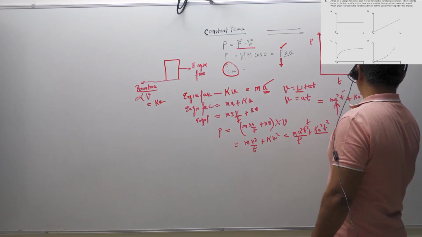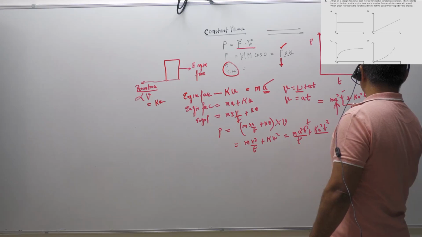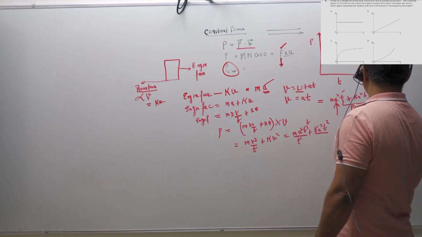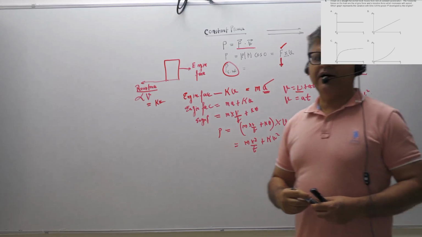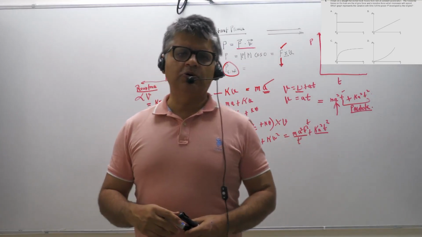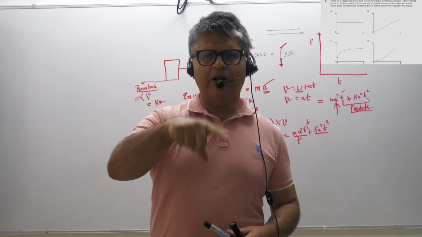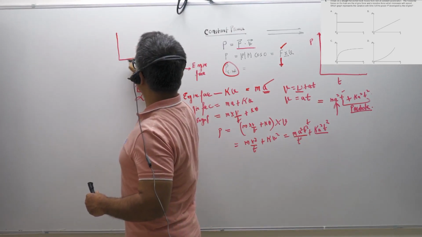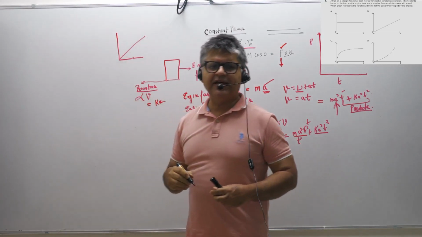Okay, so this is a parabola. This is a parabola we are referring to. Now let's look into the two. You can see one of the options, which is that the power is increasing continuously. This option anyway is a wrong option.